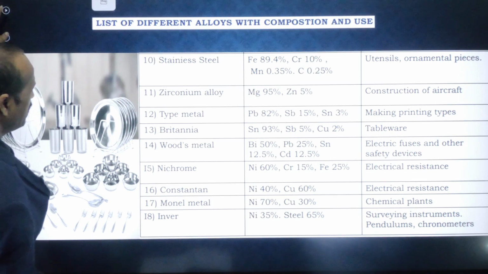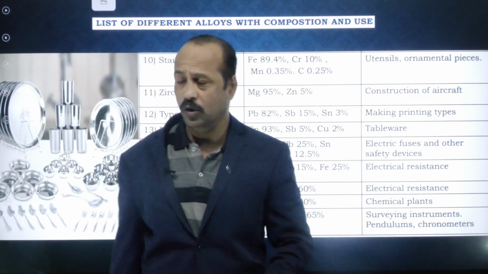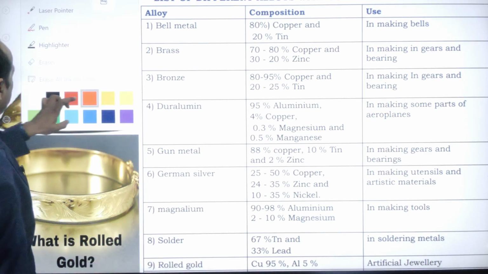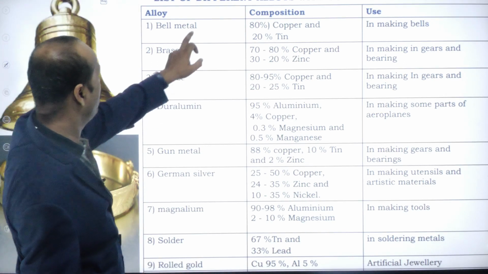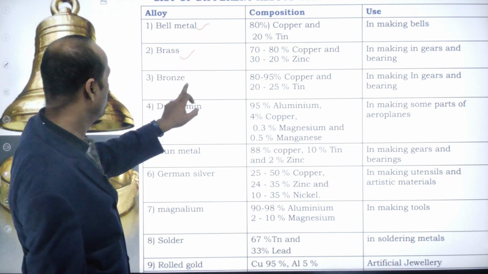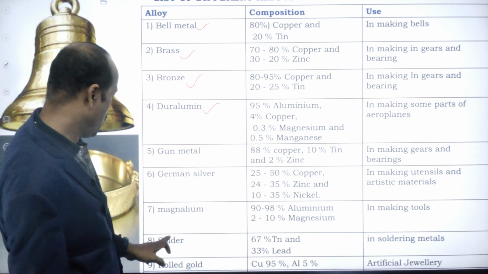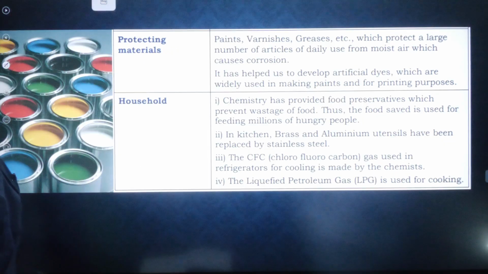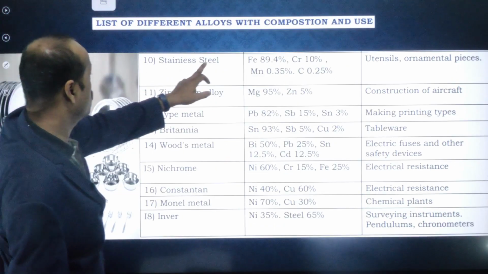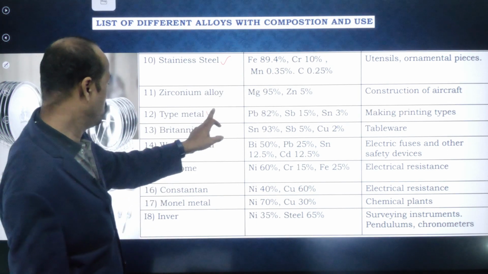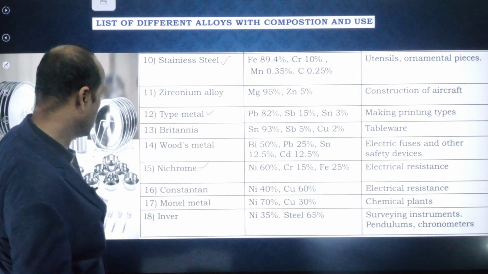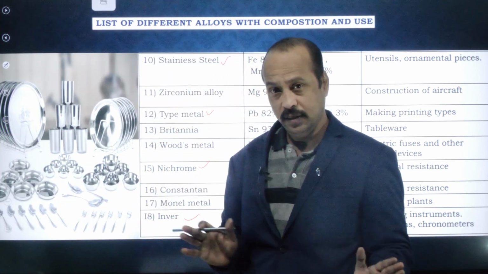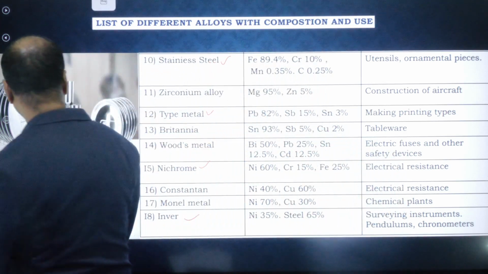Not all, but a few are very important, which we use regularly in our daily life. Bell metal is important. Brass is important. Bronze is important. Duralumin is important. Magnalium is important. Solder is important. Rolled gold is important. So at least these things you have to learn. Stainless steel is also very important. Next, type metal, and nichrome, because it's used as electrical resistance, and Invar. So these compositions you need to remember. Clear? Chalo, hope you understood.